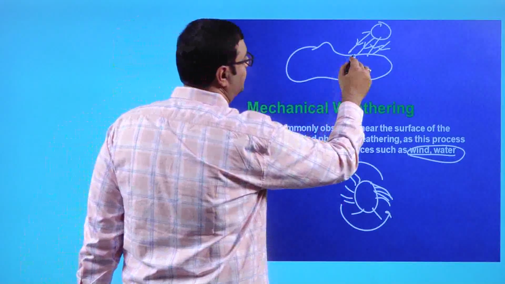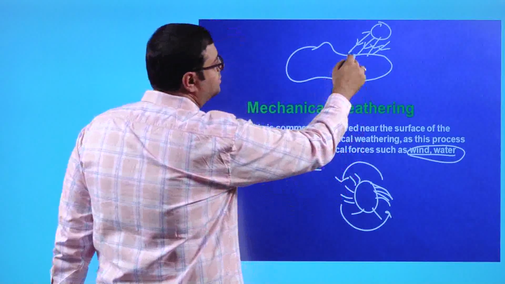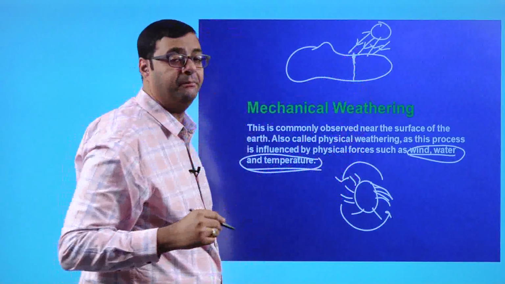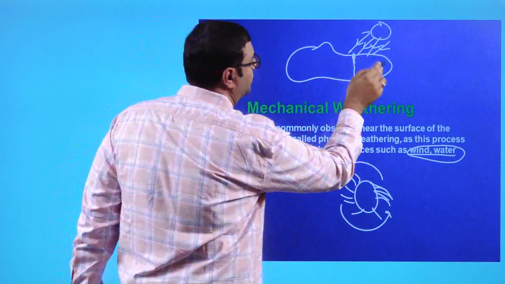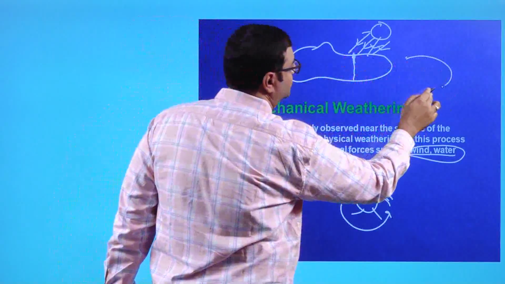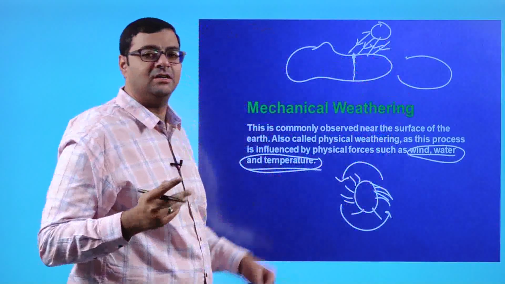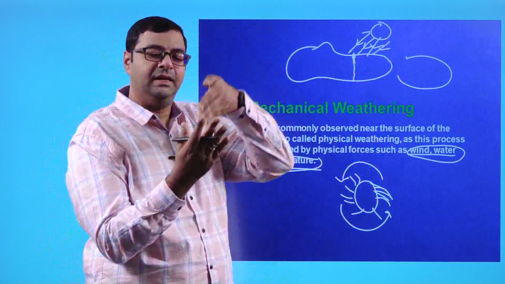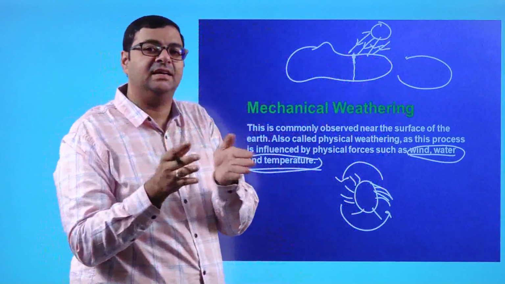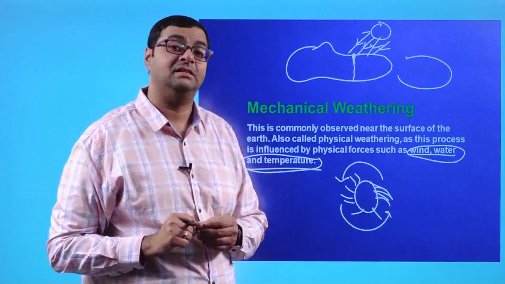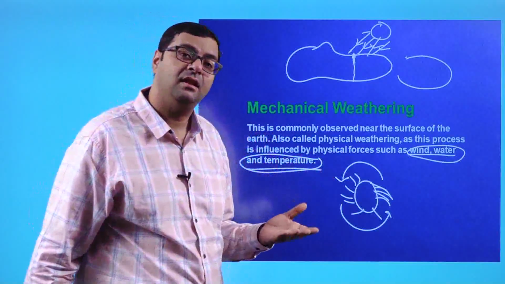There can be crevices, and the temperature also plays a major role here. These crevices start opening up and this part of the rock is slowly removed from this part of the rock. The heat penetrates the crevice and starts disintegrating the rock from inside. So that is mechanical weathering.